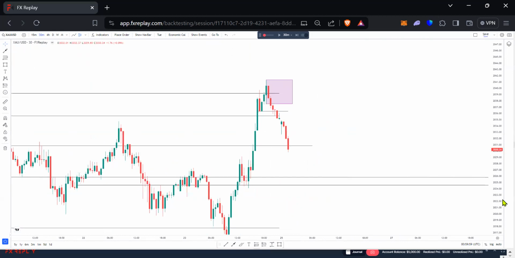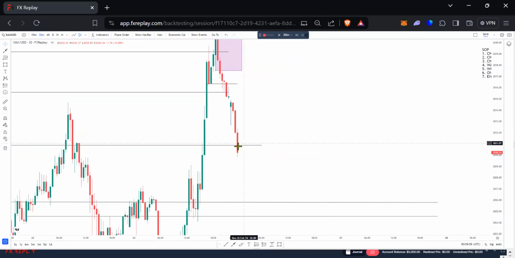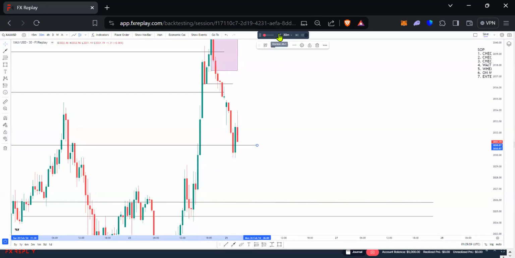M30 engulfing or M30 breakout. So now let's wait. This is our H4 level, right? So now let's see if, oh, okay, we're running out of time, right? So now let's see if there is an M30 breakout or an M30 engulfing that forms. Now let's just watch.